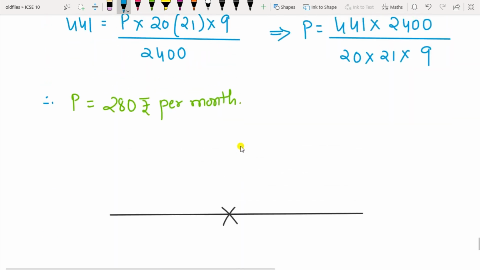So these were all the different types of sums that you can be asked in the exam. So I have tried to solve here all the different types of sums.